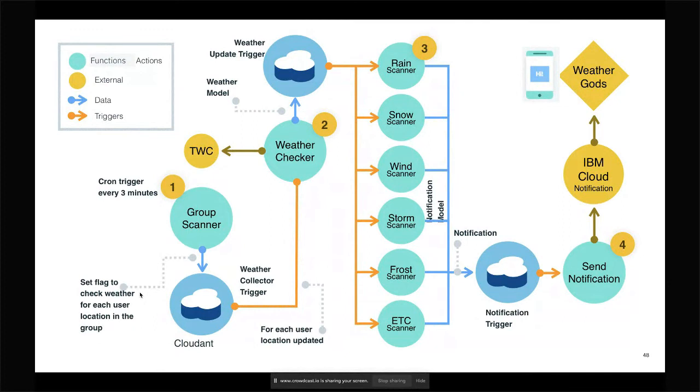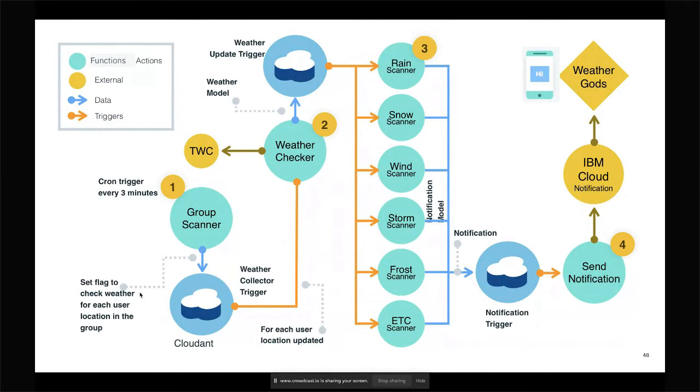Then they have a notification trigger, which sends more information into Cloudant, that is, the information that you need in order to notify the user. And then the notification is sent via another push notification service that we have in IBM Cloud, so that you get the push notification stating that the weather in Stuttgart from the rain perspective is going to be so and so.